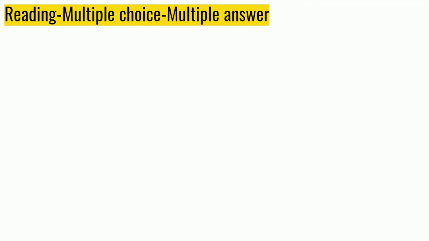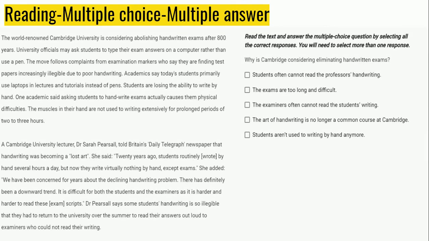So the next section is multiple choice, multiple answer. The question type will be like this. You will have 3 paragraphs on the left hand side. You have to read them and then you need to answer the questions given on the right hand side. In this question type, you need to be a bit careful because there is negative marking and more than one answer is correct. So just be mindful of what you give there.